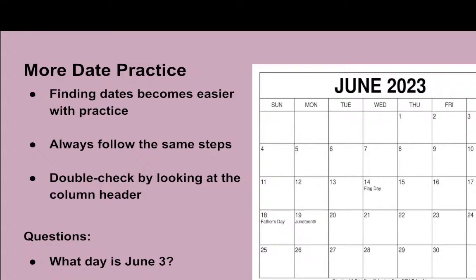Okay, let's look for June 3rd. What day is June 3rd on? It's on a Saturday, right? June 3rd is on a Saturday, at least in 2023. Let's look at June 20th. What day is June 20th on? It's on a Tuesday, right? And how did you all find out? Did you look at the day on the top? Yes, good job. That's how you were supposed to do it. I'll give you a moment to write down the stuff on the left side.